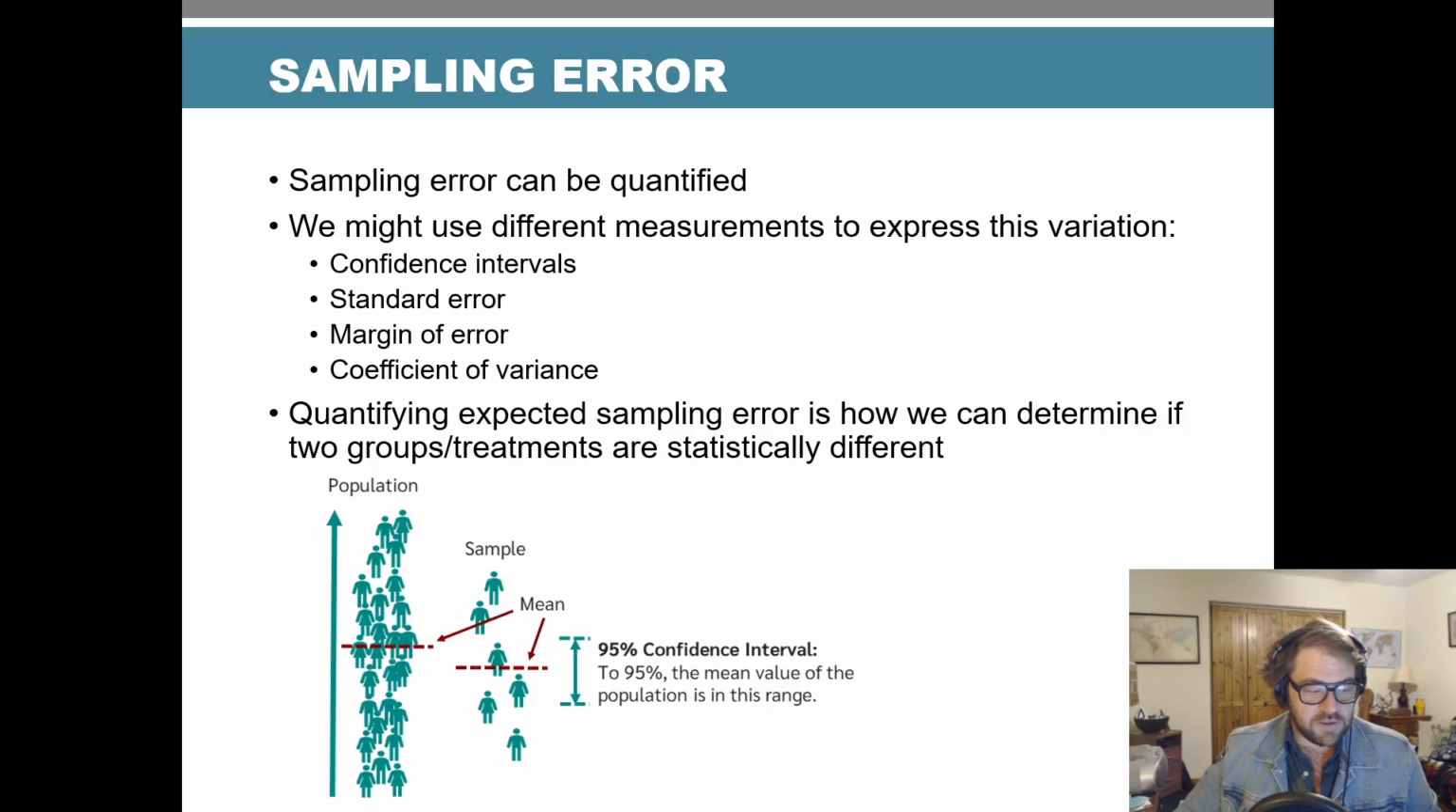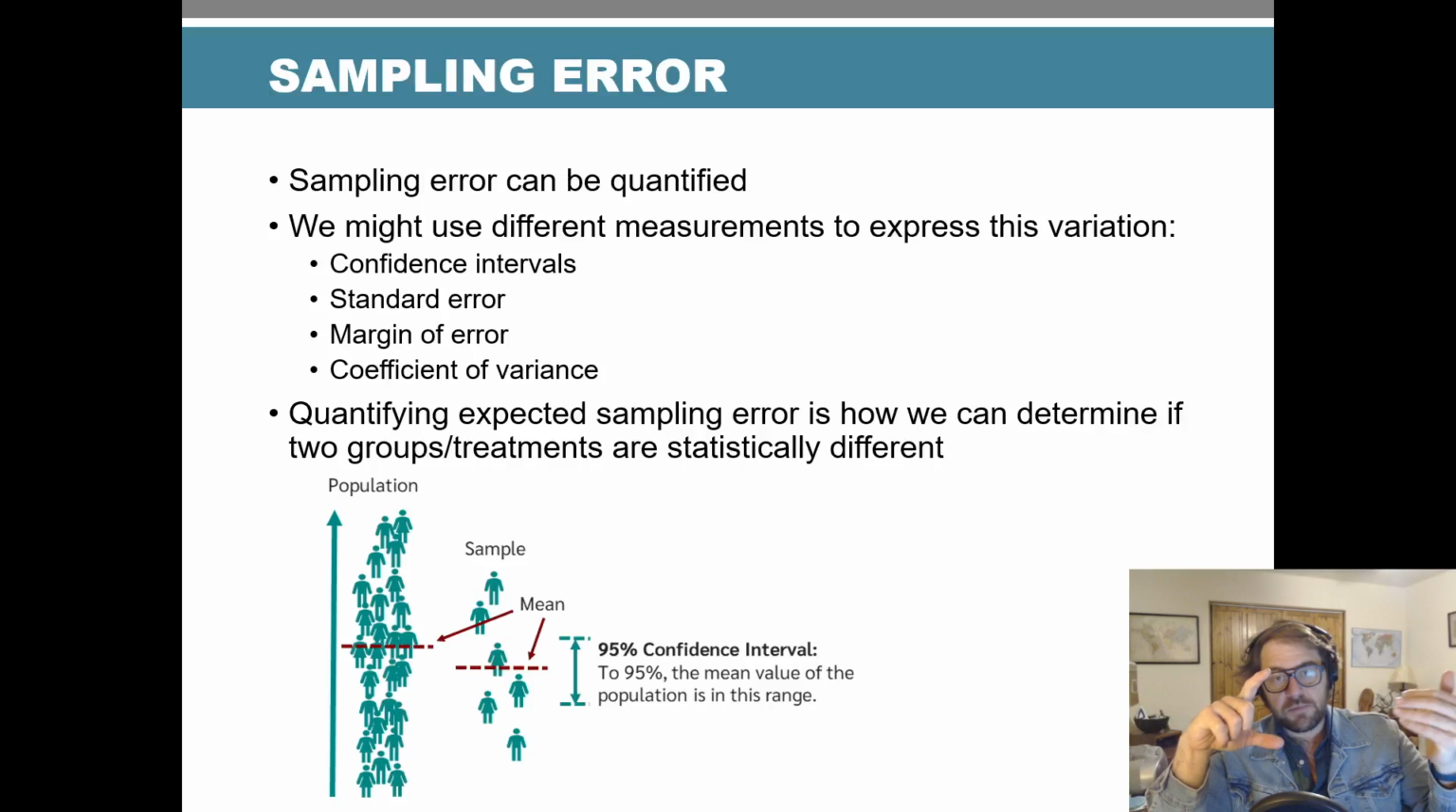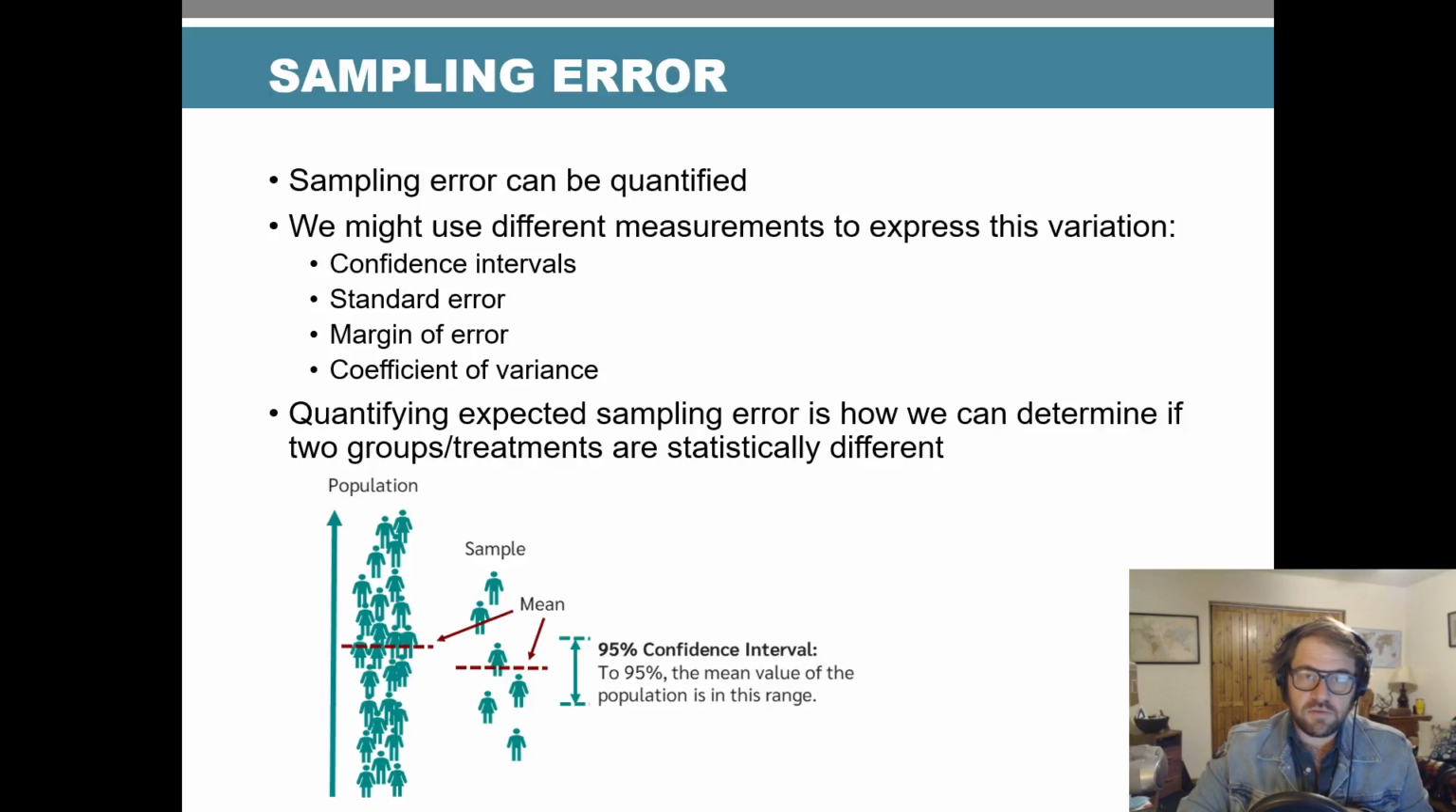Here's a 95% confidence interval around the mean from the sample. You can see that the mean from the population is within that 95% confidence interval. So we take a measurement from a sample and we say we're 95% sure, 95% confident that the mean of the population is within this range of the mean of the sample that we've grabbed.